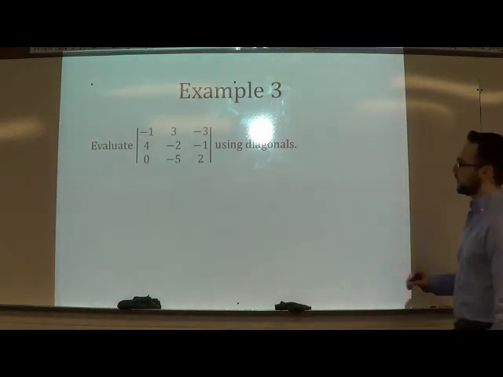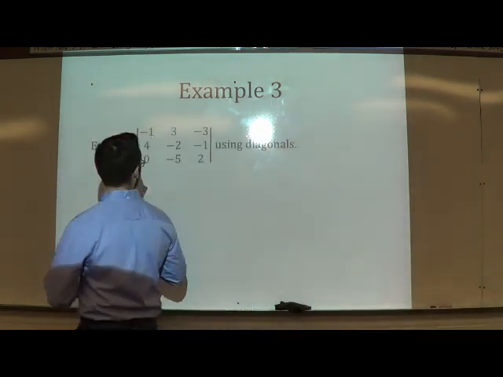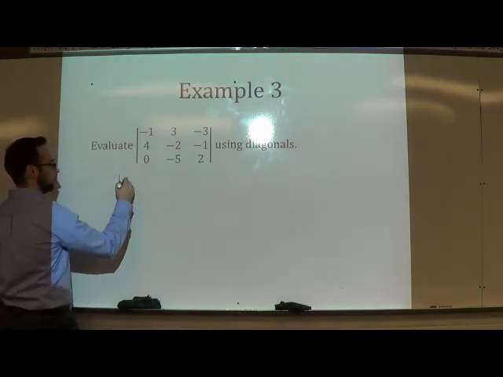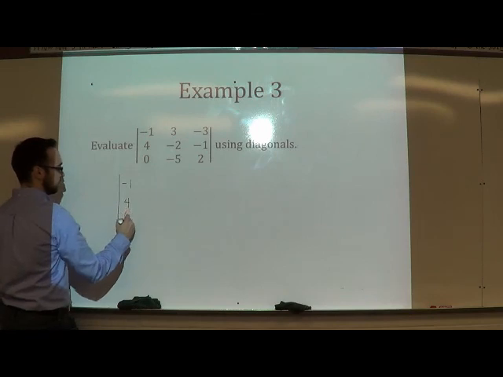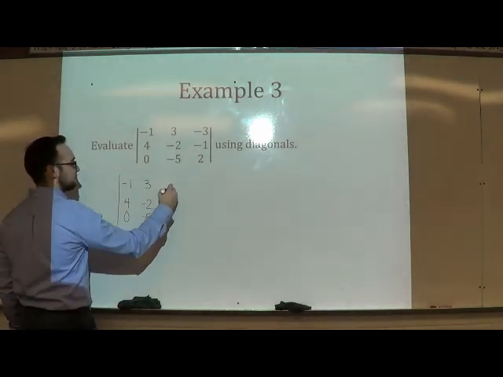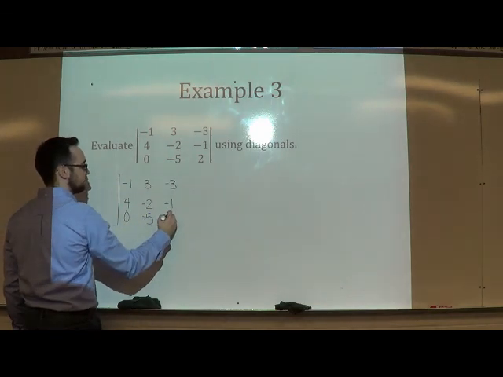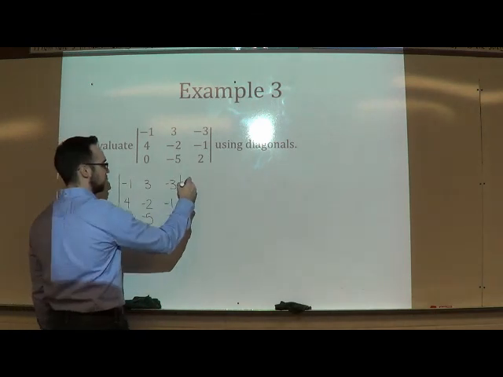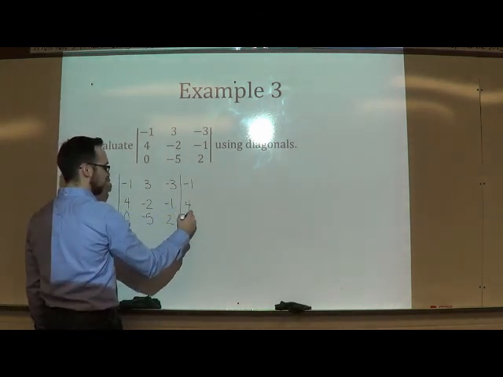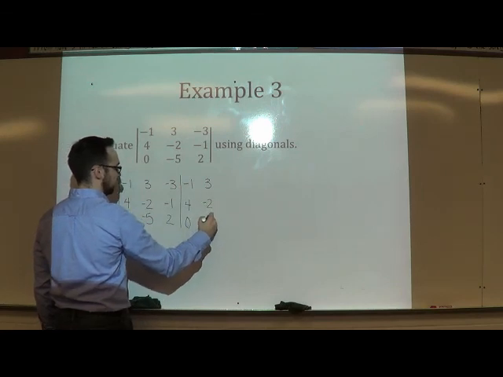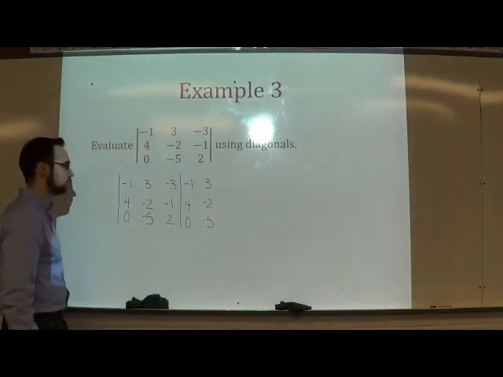So let's go ahead and take a look at this example here with evaluating this by diagonals. So again, I'm going to rewrite this so I can give myself some space to work. Now I rewrite the first 2 columns. We have negative 1, 4, and 0, 3, negative 2, and negative 5.